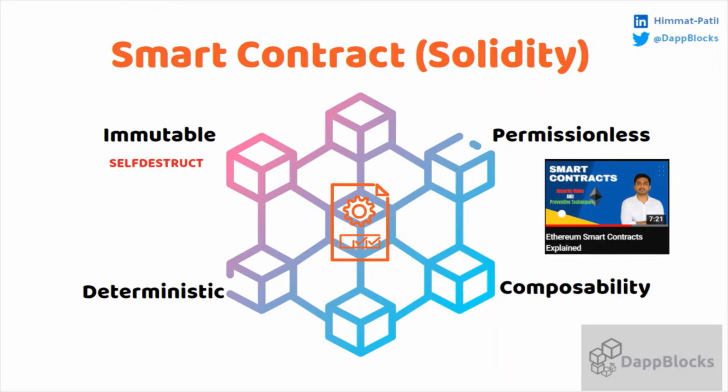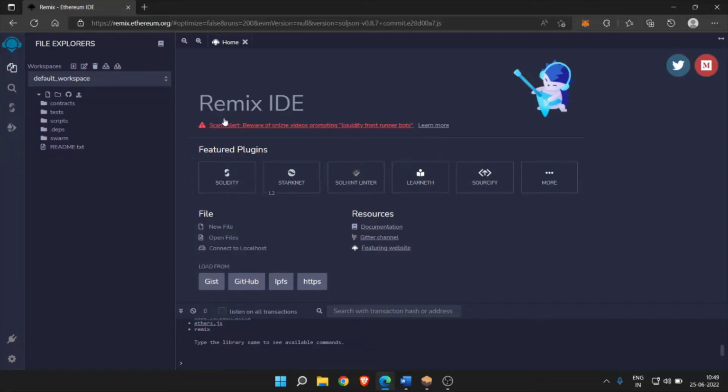Now let's see how we can develop a smart contract. I would recommend you use Remix IDE to practice your smart contract development. Here, no need to install any software, and no additional setup is required. Once you open the Remix IDE in the browser, you will find this workspace.